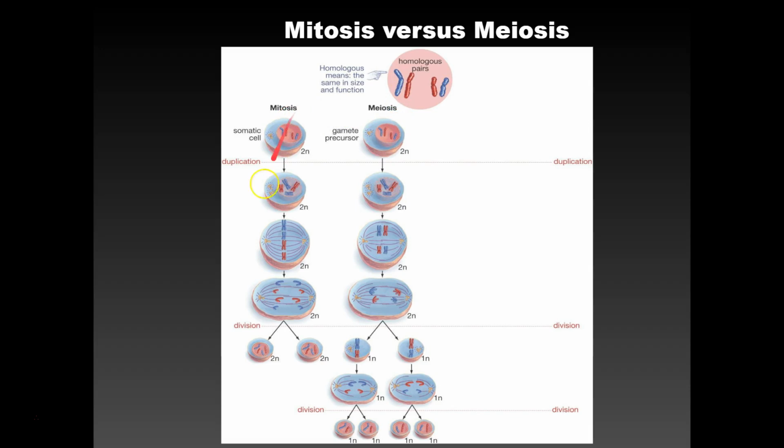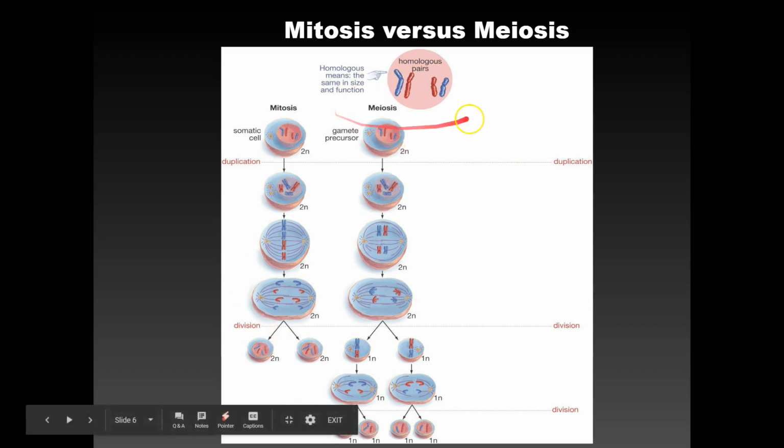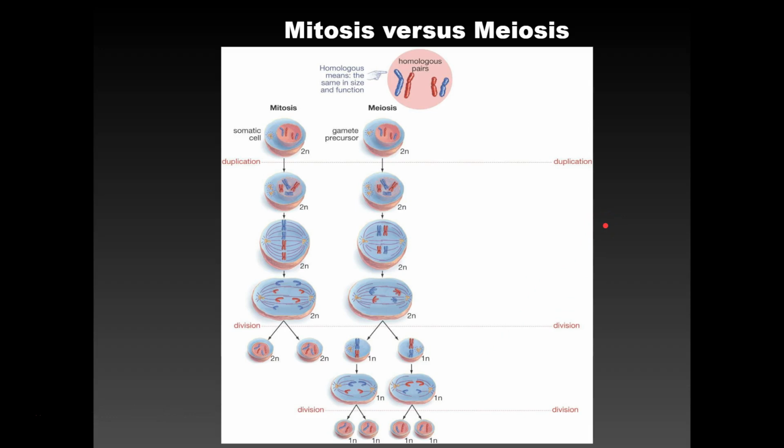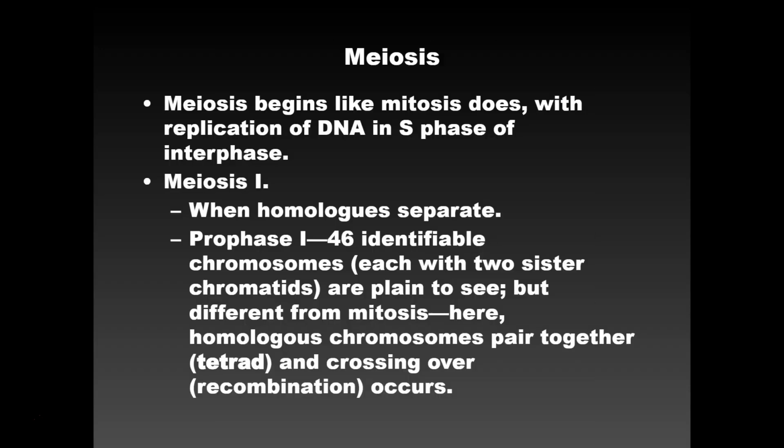In mitosis, you wind up with exactly what you started with. In meiosis, you wind up with 1N cells, also known as haploid cells. They duplicate their DNA, and then they have 2 divisions. We're going to go through this process a bit here. Meiosis begins just the same way that mitosis does, with replication of DNA in the S phase of interphase. There is interphase for these meiotic cells as well as mitotic cells.